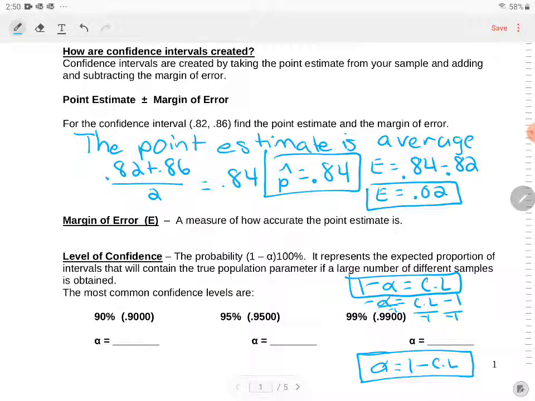For example, for a 90% confidence level, your alpha value is 1 minus 0.9, which is 0.1 or 0.10. Usually we have two decimal places, so we'll go with 0.10. For 95%, you do 1 minus 0.95, and you get 0.05. For 99%, we do 1 minus 0.99, and alpha is 0.01. Alpha will be used to find our confidence levels and also in hypothesis testing.